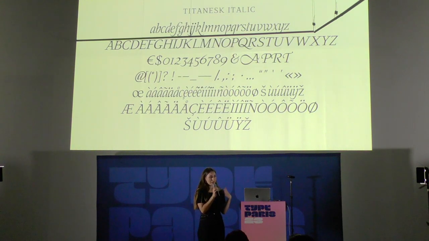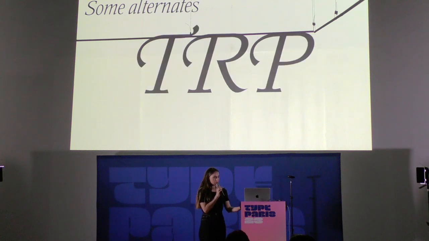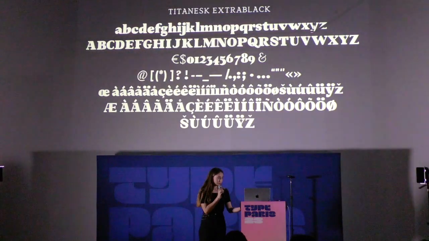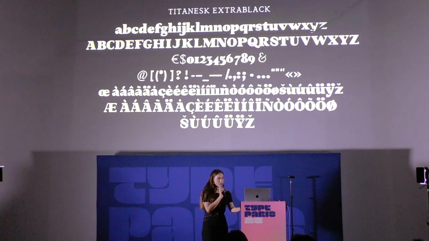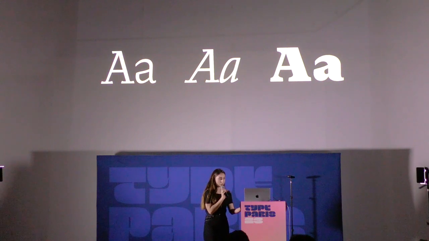And the fun fact is that I tried to set the slant as much as the different tilts of the Titanic were. And some alternates, so we have swashed letters. Some examples, and thanks to Mattaio and Albu for giving me these ideas of the swashes and the extra black. So yeah, here are my three different styles of my typeface, so regular, italic, extra black. So yeah, it was quite nice for the Titanic, but not quite as much for my sixth grade.